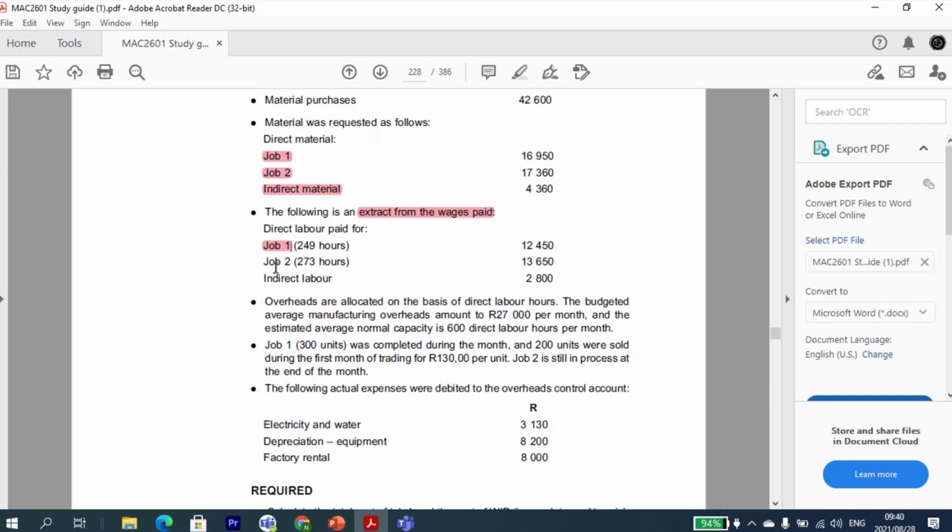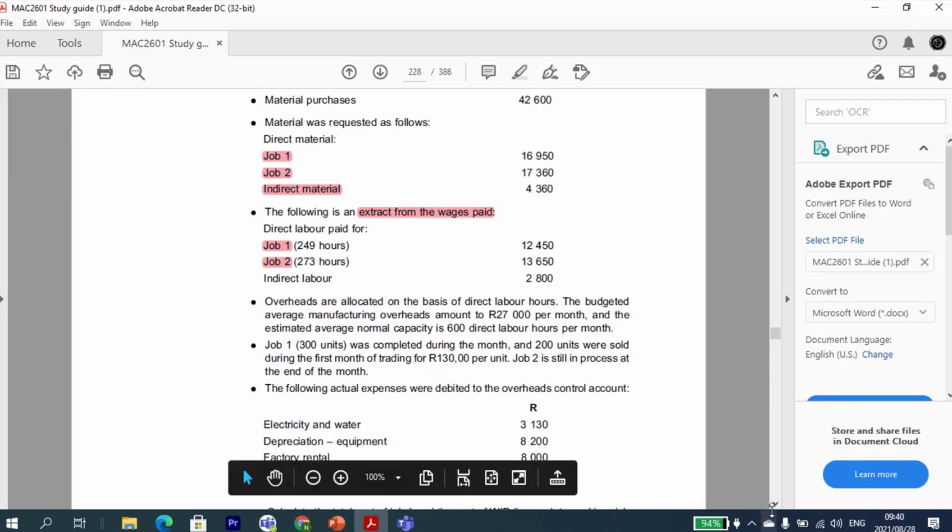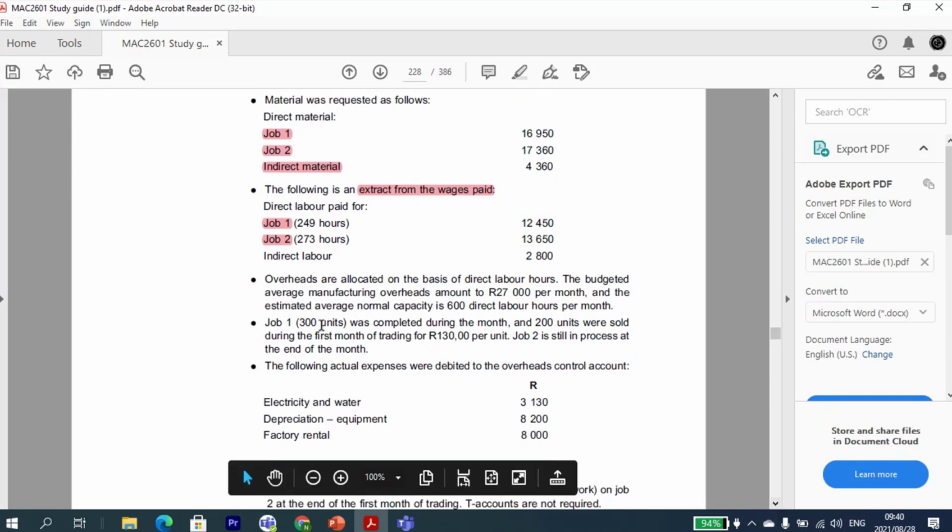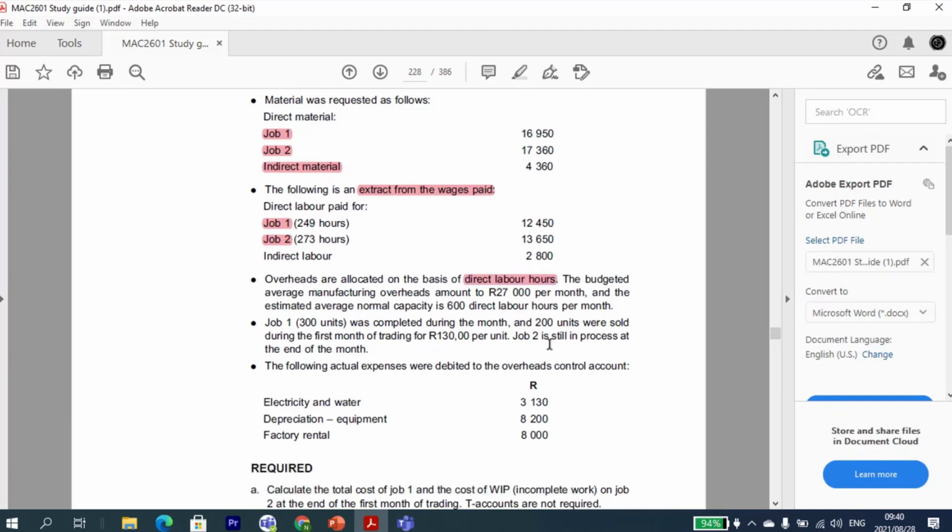And that is for job 2. And then indirect labor, they don't indicate, they give you the total amount. Okay. Then overheads are allocated on basis of direct labor hours. So they gave you the basis, what your denominator will be when you start allocating your manufacturing overheads. Then they give you the budgeted average manufacturing overheads being 27,000 per month.